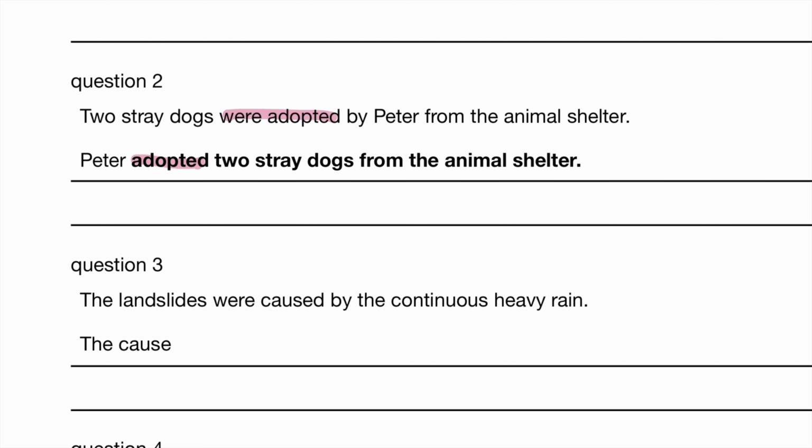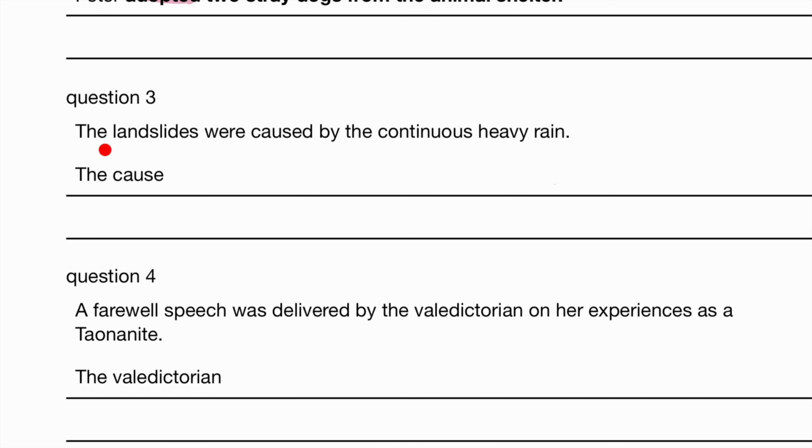From the animal shelter. The landslides were caused by the continuous heavy rain. So, were caused. So let's use: the cause of the landslides was the continuous heavy rain. I would say this is slightly trickier. Why? Because the question forces you to write in a different way. The cause of the landslides versus caused by the continuous rain. And next thing, we are using were in the question, so our answer has to be in the past tense.